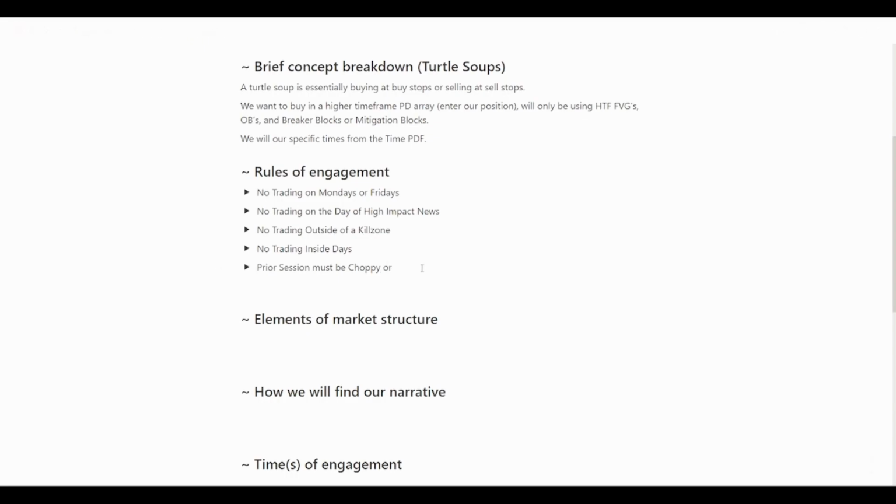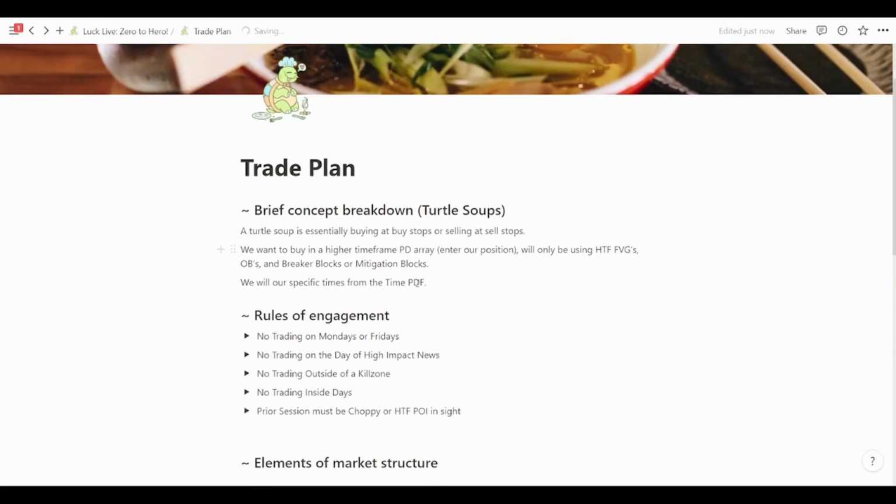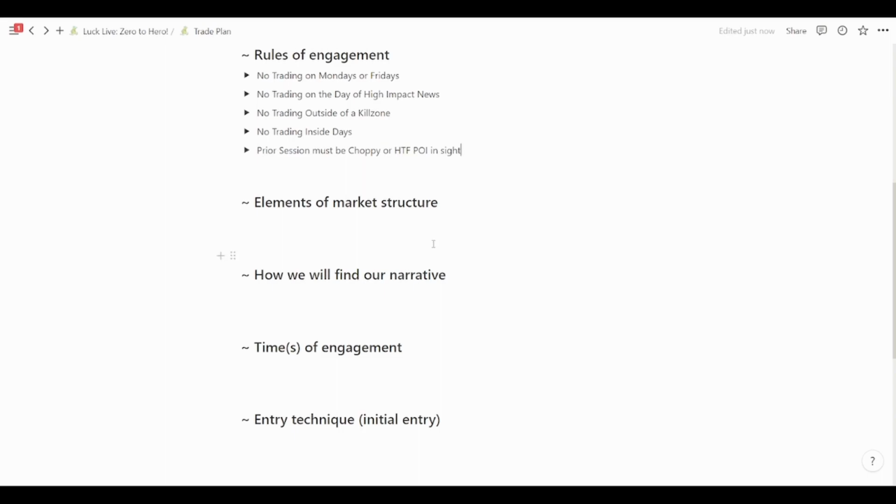Or if we go towards a higher time frame draw on liquidity, I'm going to be looking for a reversal there. So I'm going to put that as well. Prior session must be choppy or inside a higher time frame POI. But my higher time frame POIs are most likely going to be only on the 4-hour time frames and above, because I don't really like trading 1-hour POIs. Those don't give the best expansions. So a higher time frame POI is going to be from the 4-hour and up.